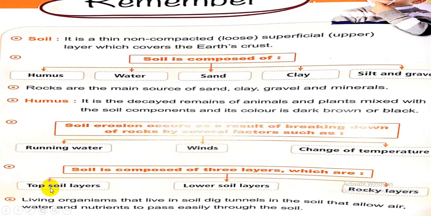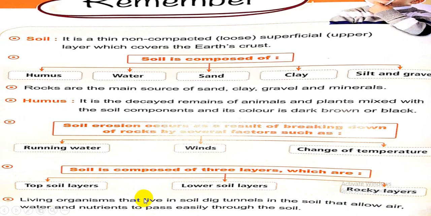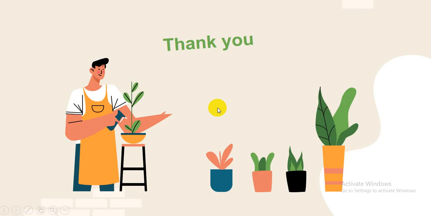We talked about top soil layers and the living organisms that live in the soil and dig tunnels in the soil, which allow air, water, and nutrients to pass easily through the soil. Thank you. Okay.